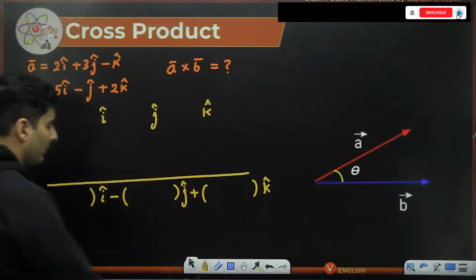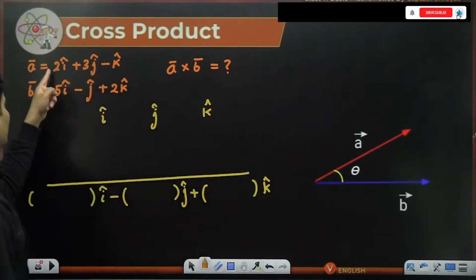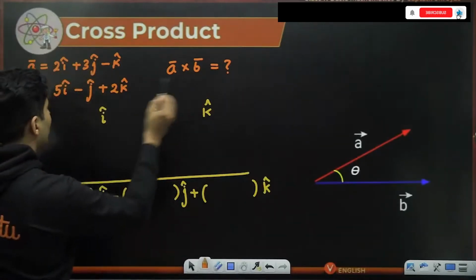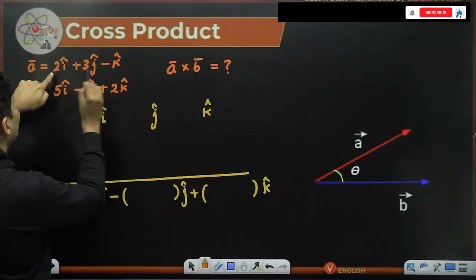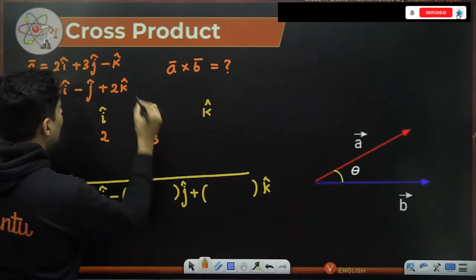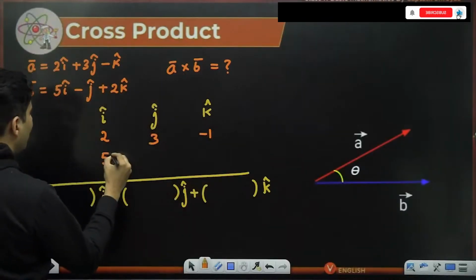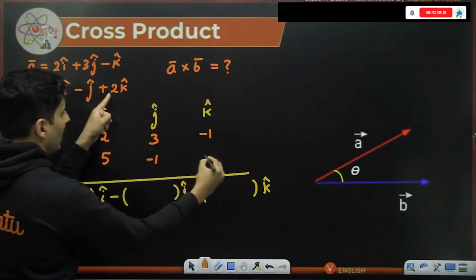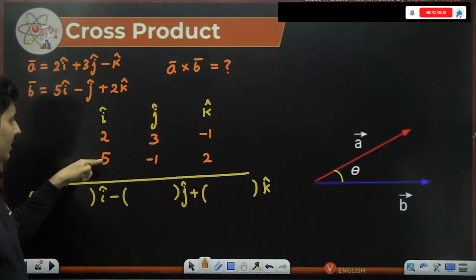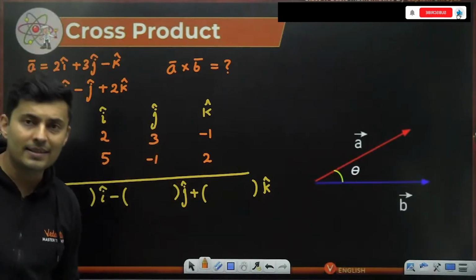Then, next step, just write down those numbers which are below i, j, and k. In order, A cross B is asked. So first A: 2, 3, and minus 1. So i cap is 2, j cap is 3, k cap is minus 1. Then comes B, so that will be 5, then minus 1, and then 2. If it was B cross A, then B will come in the first line, then A will come in the last line. Okay, this is the second step.